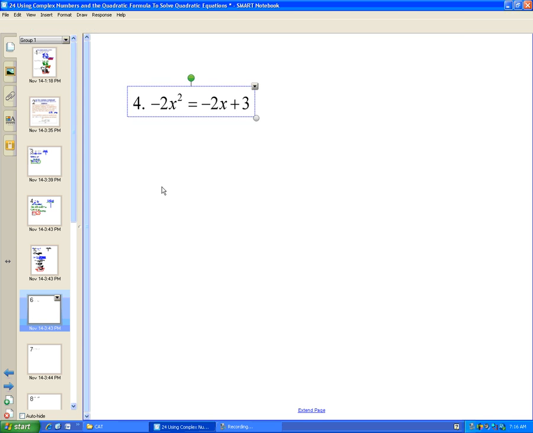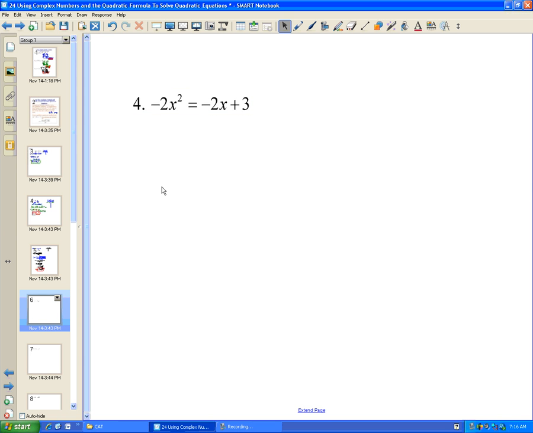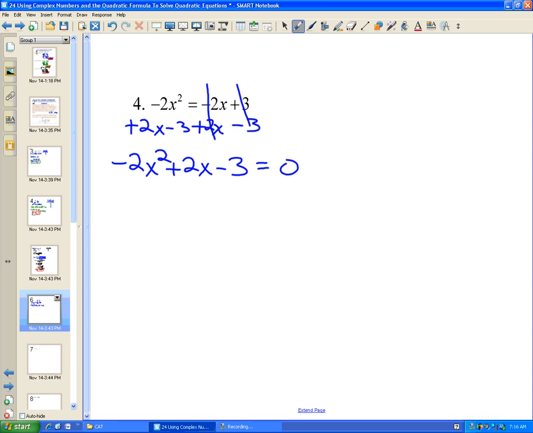So this example is negative 2x squared equals negative 2x plus 3. Again, these are on your course pack, so follow along. I need to make this equal 0, so I'm going to add 2x minus 3 to both sides. They cancel on the right, so I get negative 2x squared plus 2x minus 3 is equal to 0.